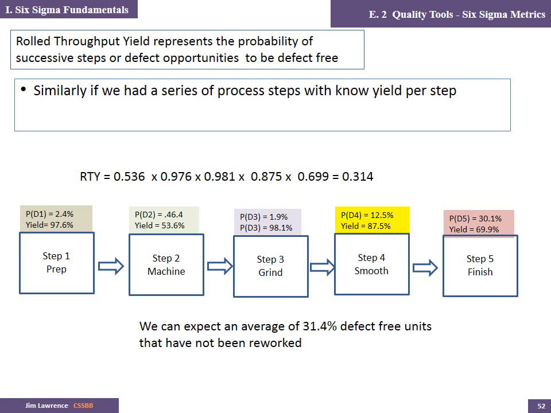Similarly, the roll throughput yield is a representation of a defect-free process the first time through. If we know a process probability for a defect in each process step, as shown here, we can use the multiplication of all the probabilities again to get the roll throughput yield for this process of 5 steps. And again, we can expect an average of 31.4% defect-free units that have not been reworked.